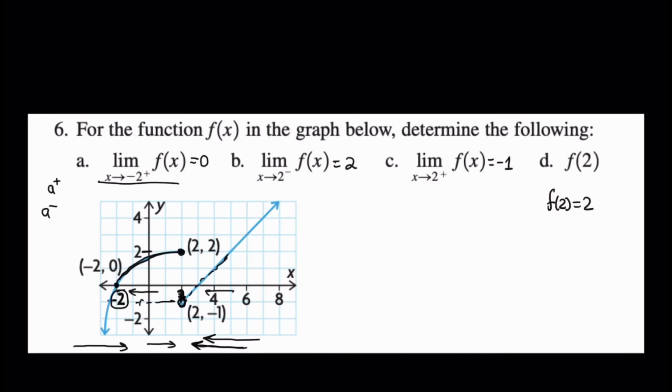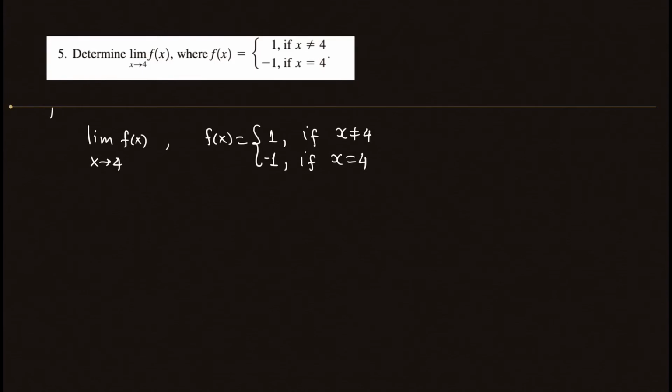Let's see another example. We have this example here to find the limit. This is the same as writing 1 if x is different than 4, that is, if x is less than 4 and x is greater than 4. It is equal to 1 in this interval. When x equals 4, we get minus 1.